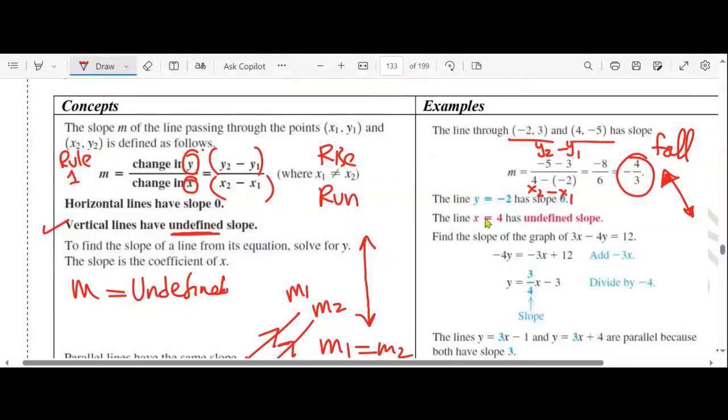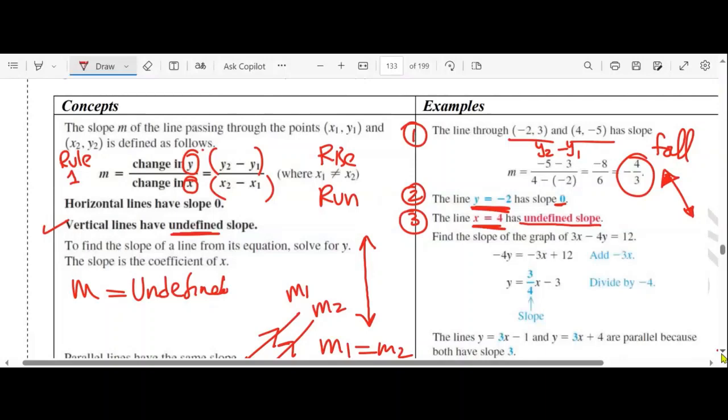If you have an equation like this, it says y equals -2, it has a slope of how much? What's the slope? 0. Okay, if you have an equation like this and he's asking you what is the slope, you will say what? Undefined. Is this clear? Why? So why is it undefined or zero? It's horizontal. Vertical. I will show you an example.